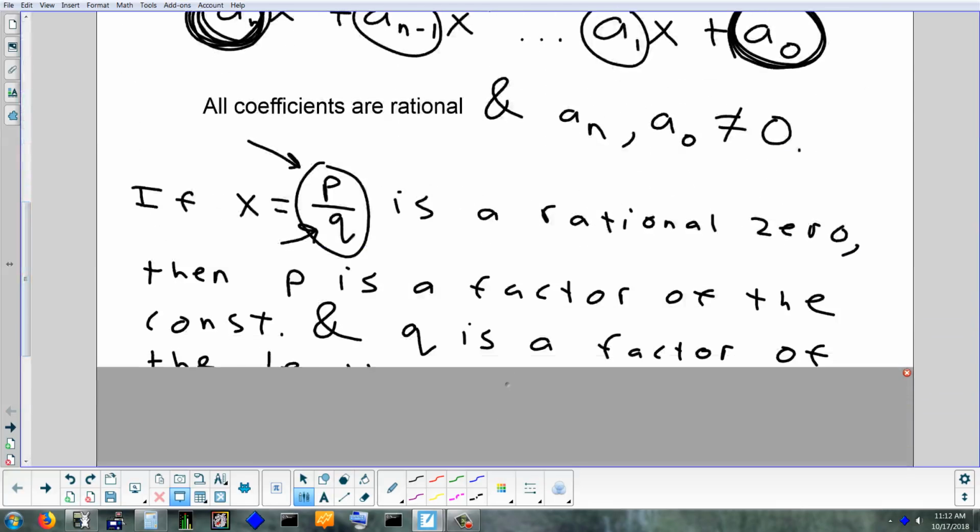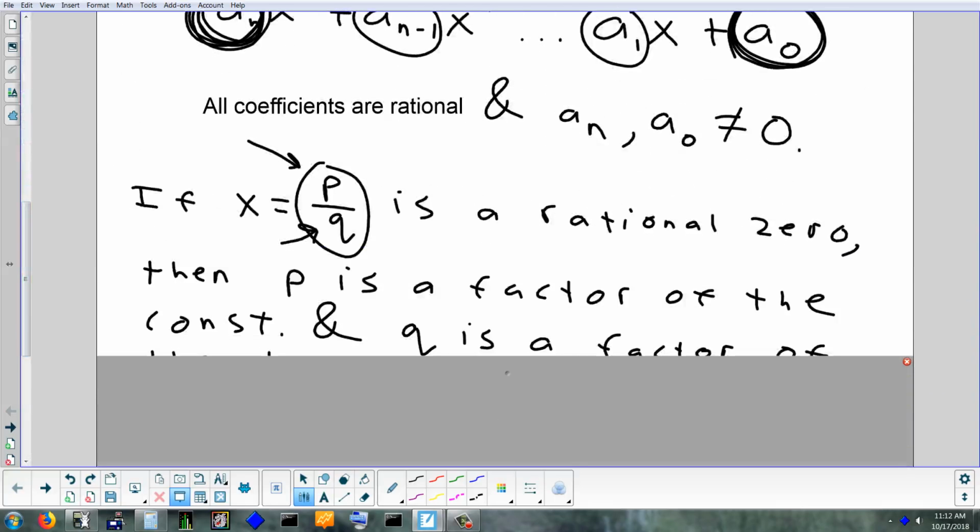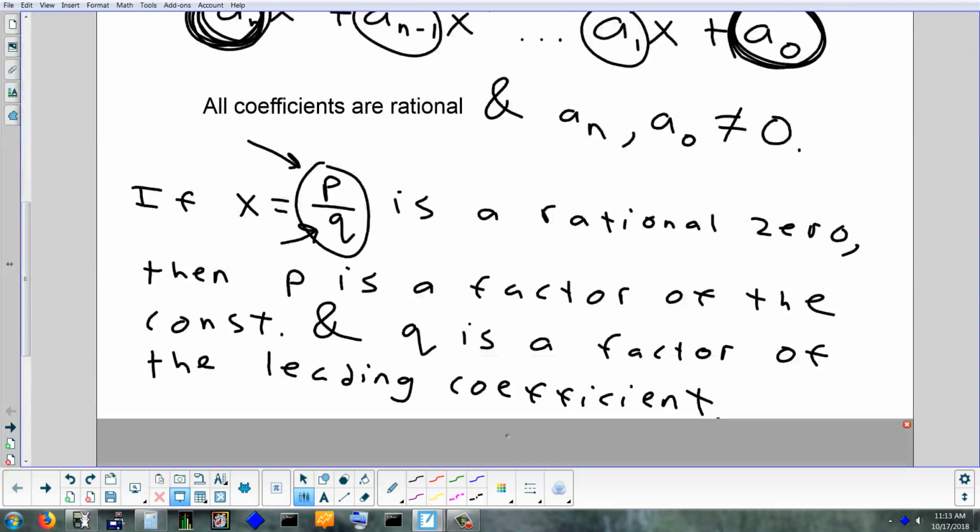So p has to be a factor of the constant. The constant is the one at the end. It's the one without any letters. So if you can find a rational root or a rational zero for your polynomial, the numerator has to be a factor of the constant, and the denominator is a factor of the number in front.